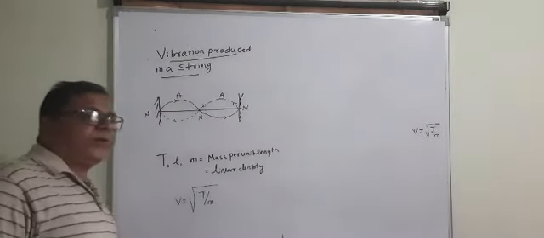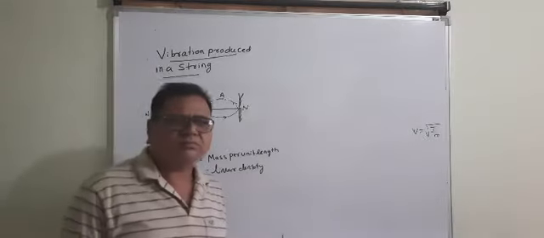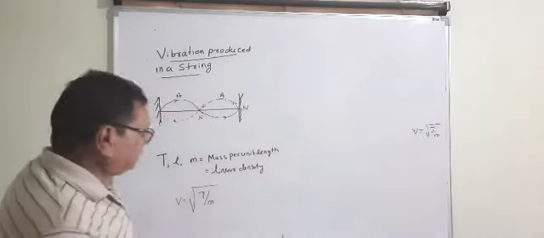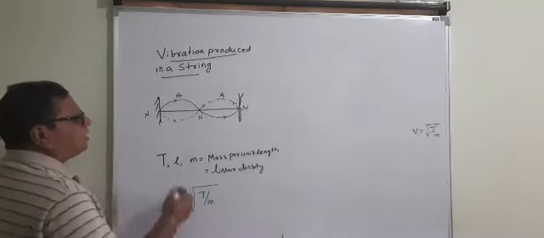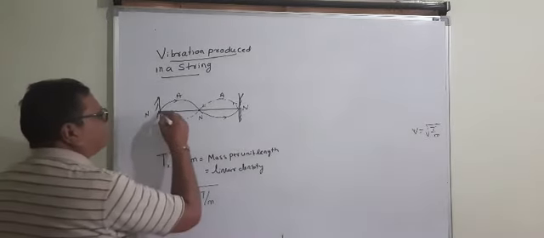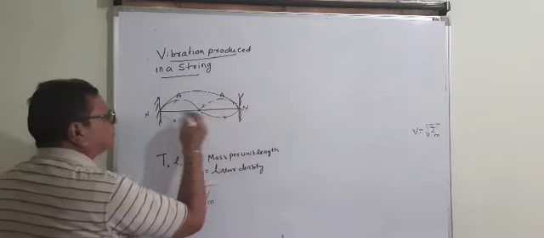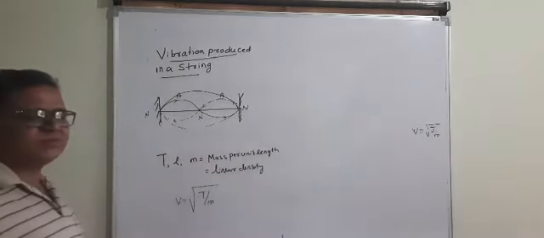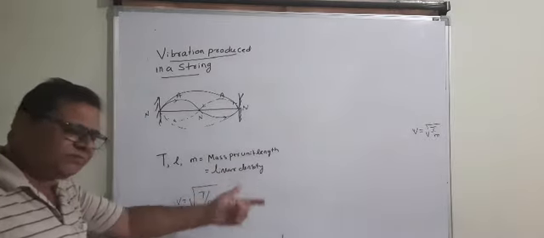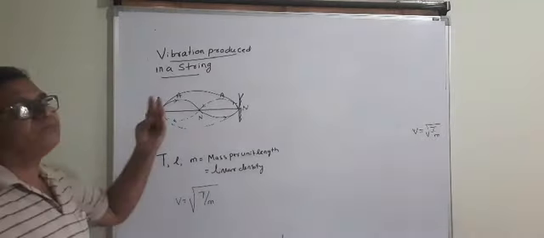So a string can vibrate in different ways. In this case, two loops are formed. The same string can be made to vibrate by forming a single loop like this. If a single loop is formed, the frequency is different. If two loops are formed, the frequency is different.